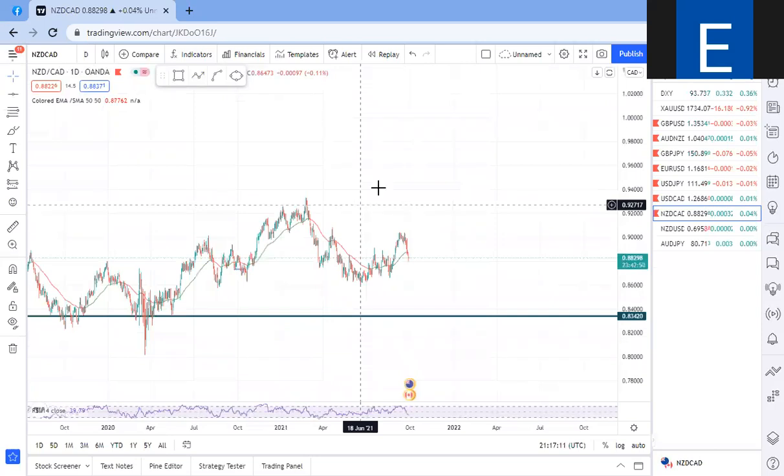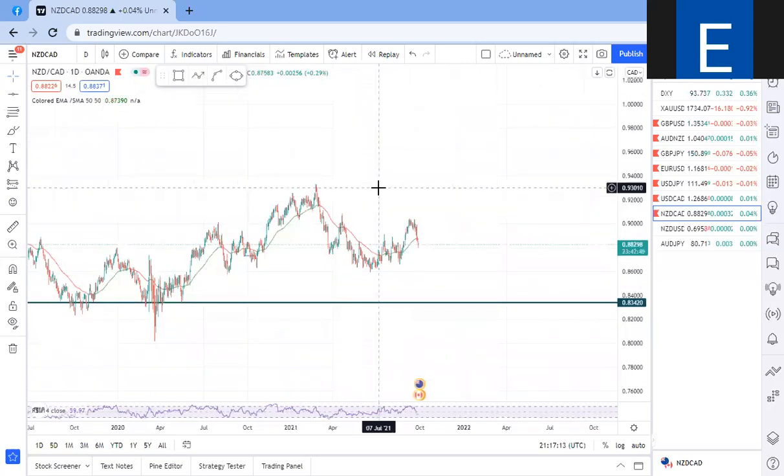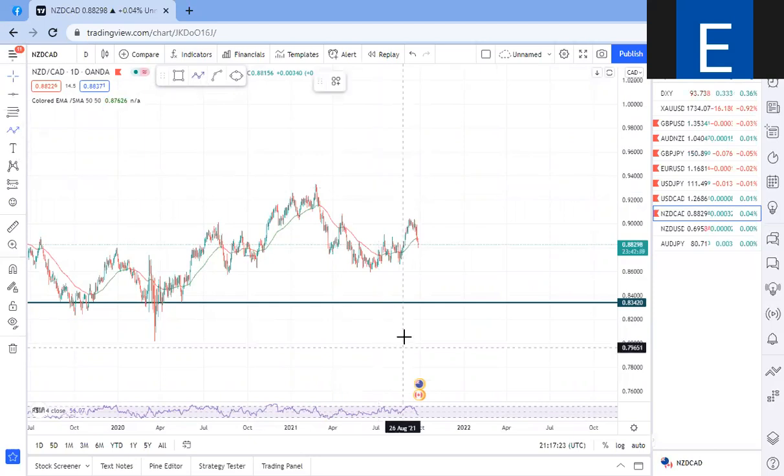I only trade break and retest in the trading market. When I'm seeing a downtrend, I'll just be waiting for a breakout of a support level. Probably if it's a downtrend, I'll be waiting for something like this.